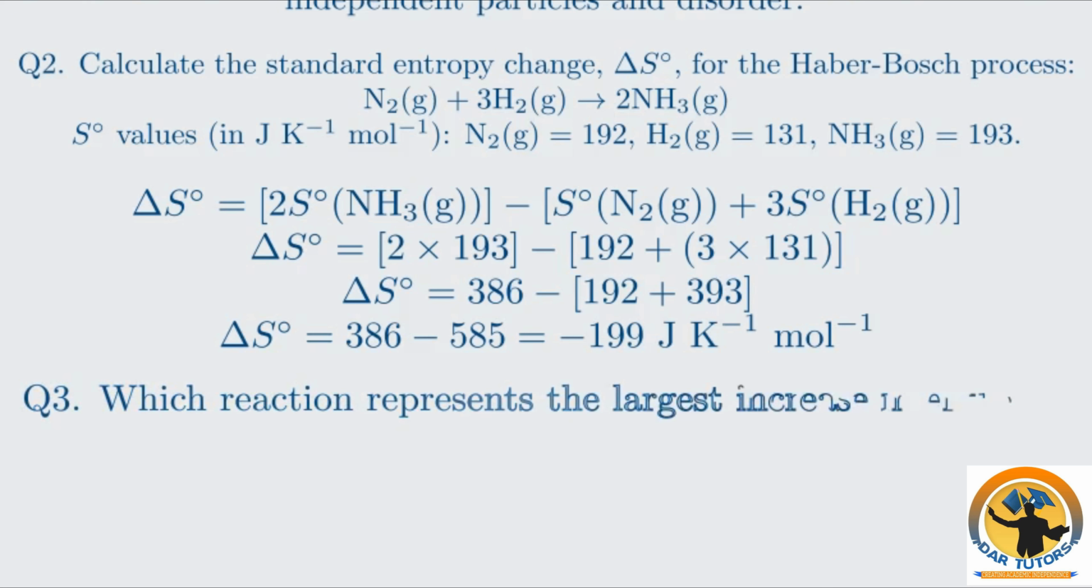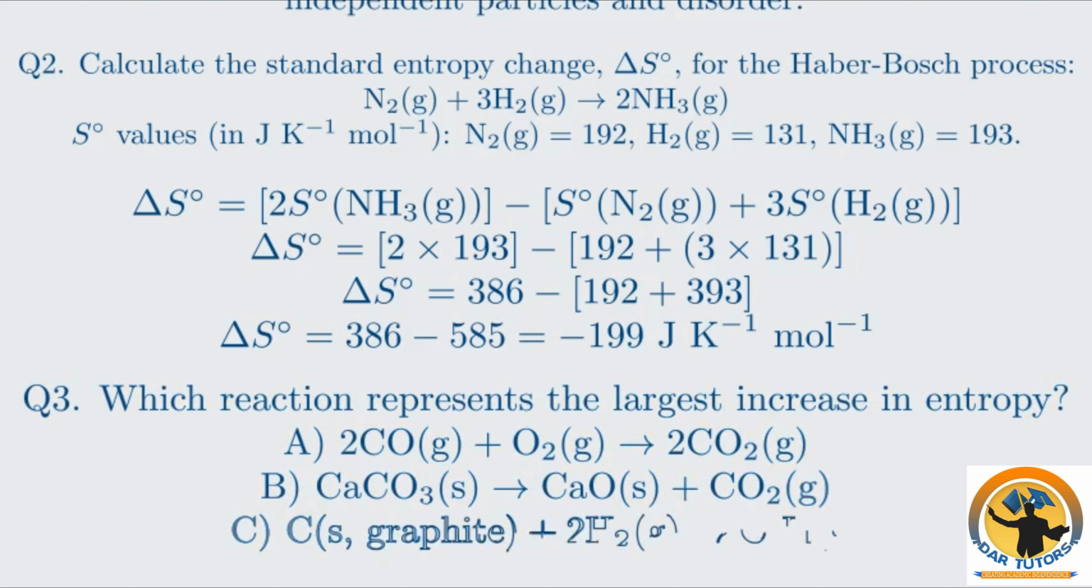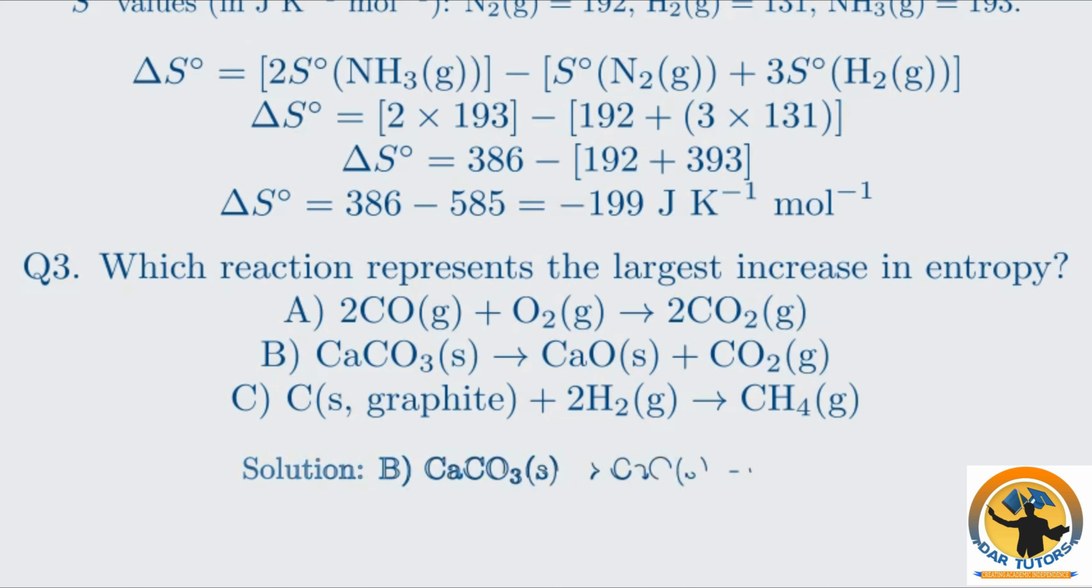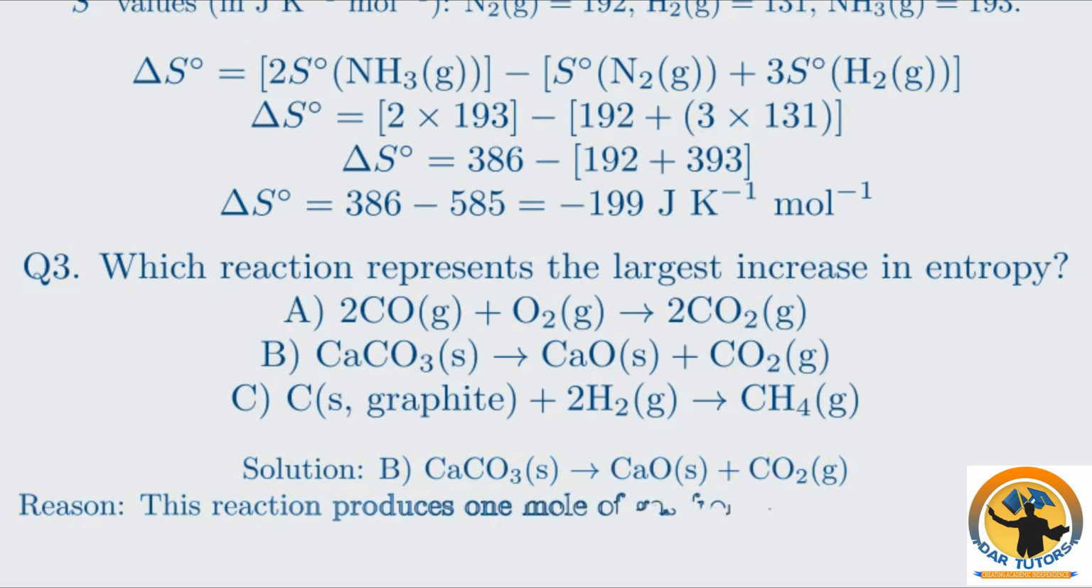Question 3 asks us to choose the reaction with the largest increase in entropy. The best way to determine the largest increase in entropy is to look at the change in the number of gaseous moles. Reaction A has 3 moles of gas going to 2. Reaction C has 2 moles of gas going to 1. Reaction B has 0 moles of gas going to 1. Therefore, reaction B shows the largest increase in moles of gas, and thus the largest increase in entropy. The correct answer is B. An increase of 1 mole of gas from a solid is a significant increase in entropy.